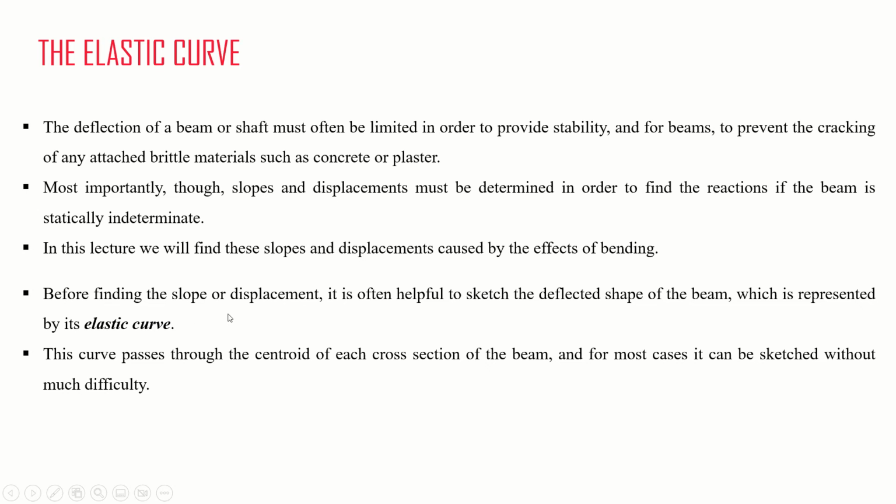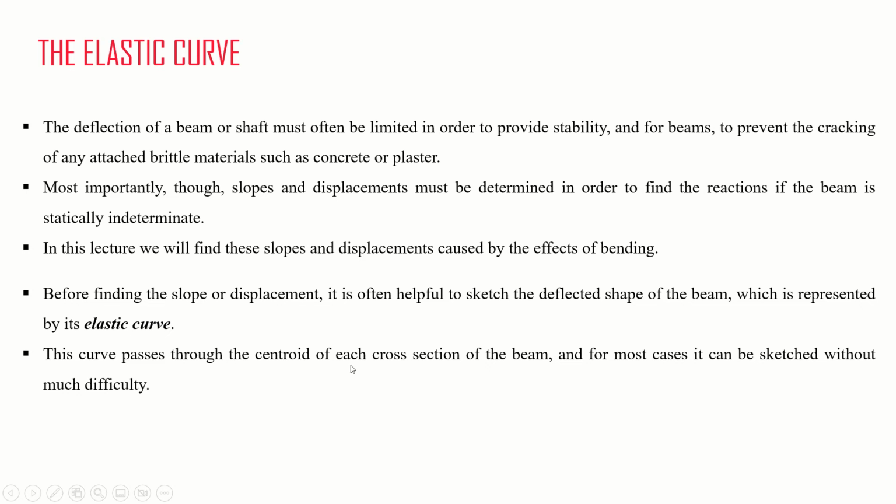So before finding the slope or displacement, what is slope and what is displacement? It is often helpful to sketch the deflected shape of the beam, which is represented by its elastic curve. First of all, you need to understand the deflected shape of the beam, that is, what will happen to a beam if a certain kind of load is applied on it, given the boundary conditions, which are known as the support conditions, right? With specific support conditions under given loading, how will the beam deflect? And it is shown by its elastic curve. So that deflected shape is called the elastic curve.